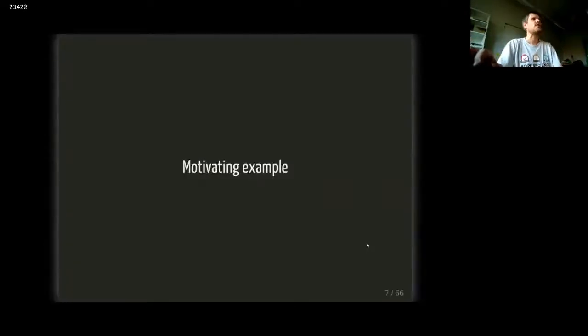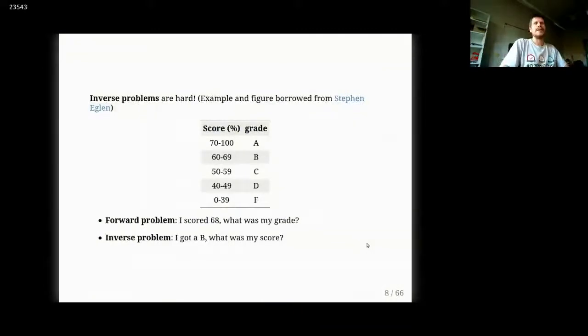So let me get started with a motivating example. I do an exam, and I get 68%, and it's absolutely trivial to get my grade, right? If I have a score of 68, my grade will be B. That's called the forward problem, and it's absolutely trivial. I don't need to think about it, I just look it up in the table.